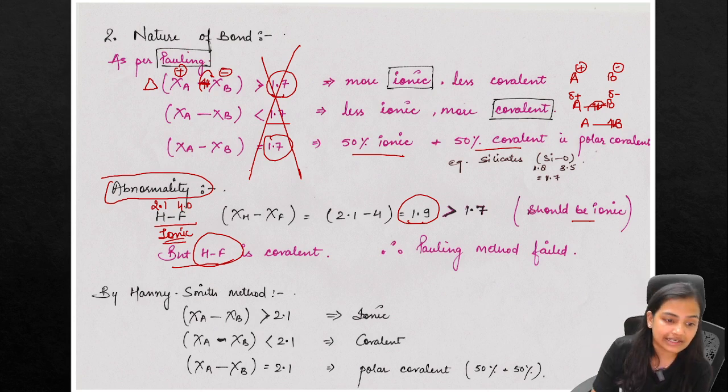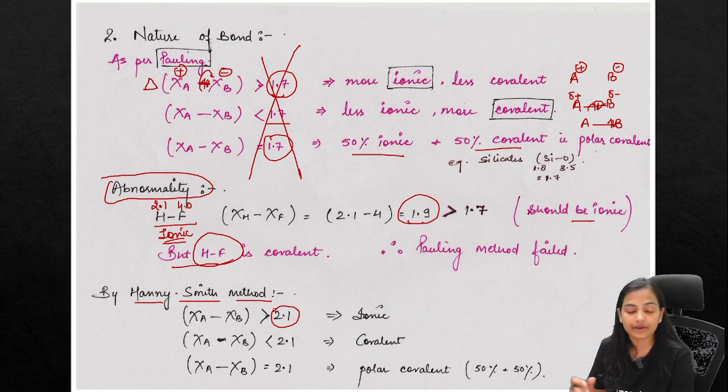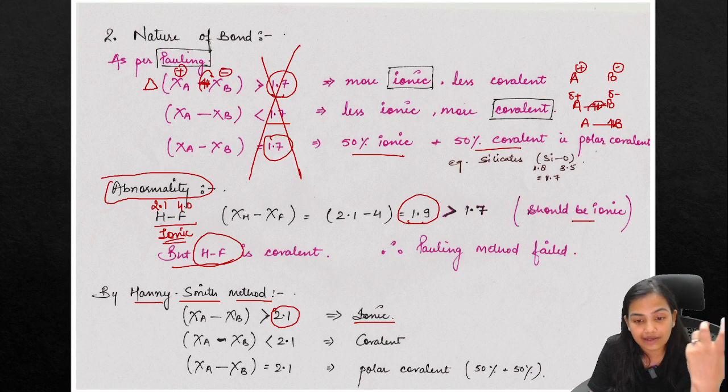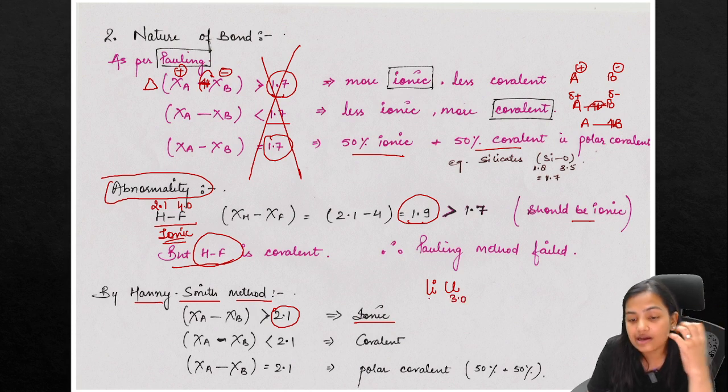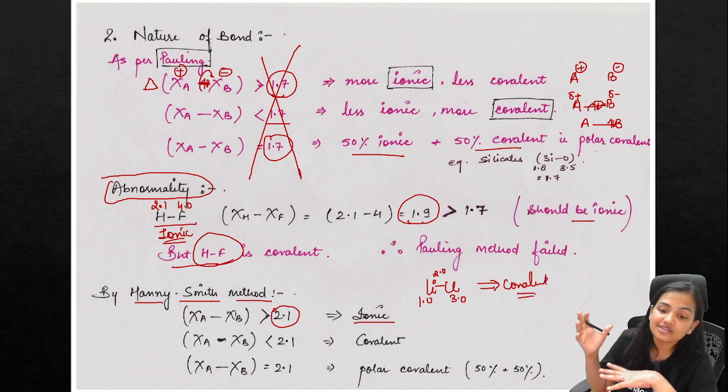Then we have another method, by Hannay-Smith. Hannay-Smith has given us a value of 2.1. He says that if your difference is greater than 2.1, only then is a molecule said to be ionic. Let me say I take Li and Cl, LiCl. Chlorine is 3.0 and lithium is 1.0, so there is a difference of 2.0. Since 2.0 is less than 2.1, this is covalent. So lithium chloride is more covalent.